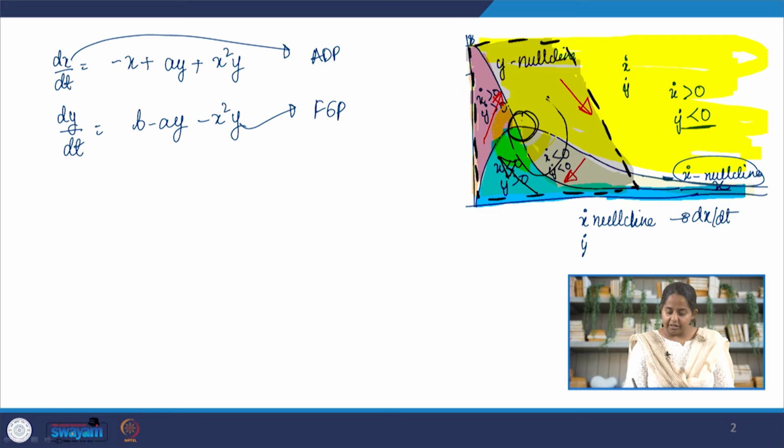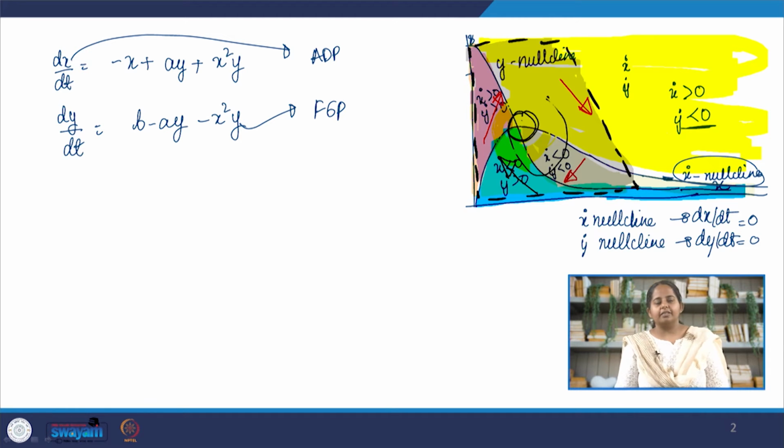And then the y nullcline is when dy by dt is equal to 0. So, we drew the x nullcline and the y nullcline, and the graph that we got is the graph on the right side of this slide. Another fascinating thing that we did in the last lecture was look at the direction of flow just on the basis of the nullclines.